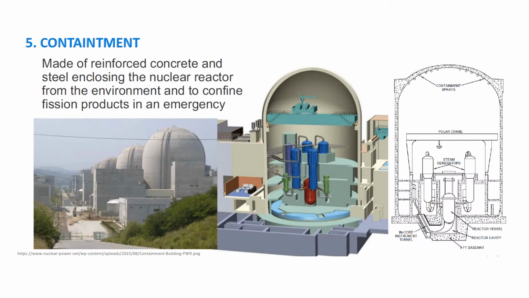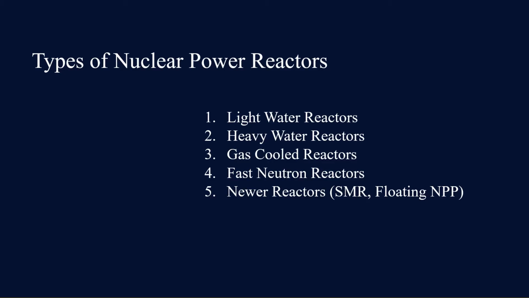The next component is your containment. This is made of reinforced concrete and steel, enclosing the nuclear reactor from the environment and confining fission products in case of an emergency. So this is your typical containment, where inside of this is your nuclear reactor. Those are the components of your nuclear reactor.